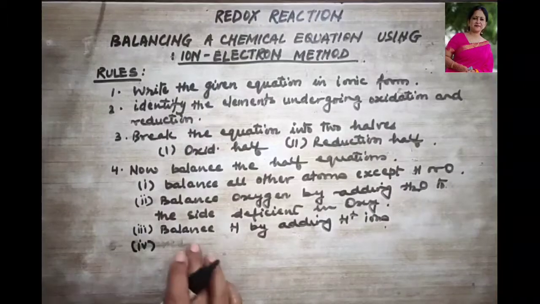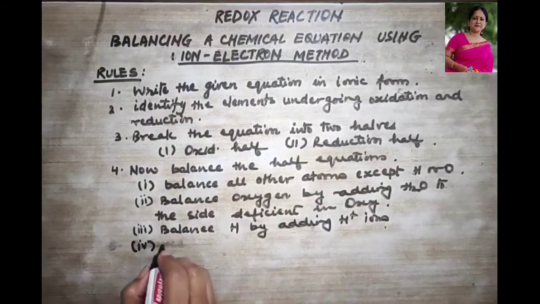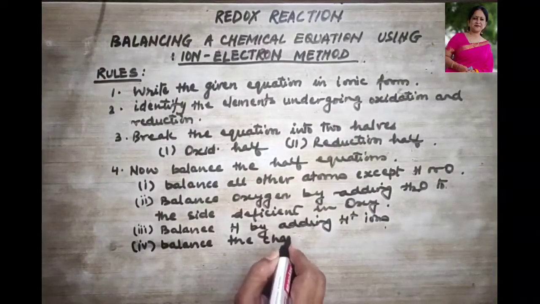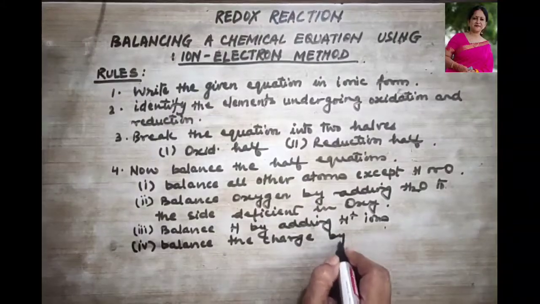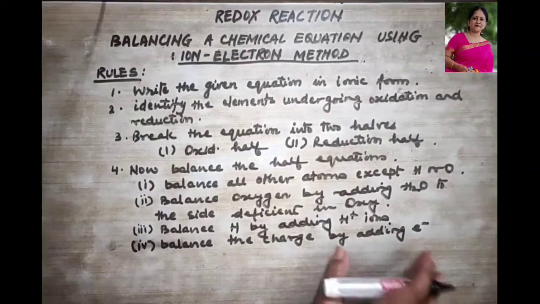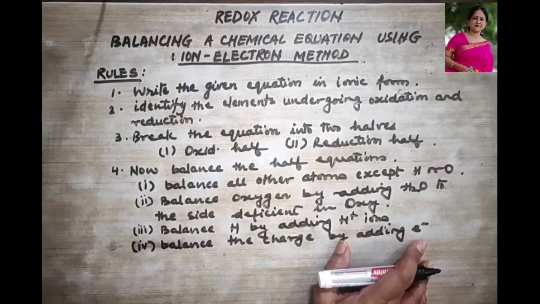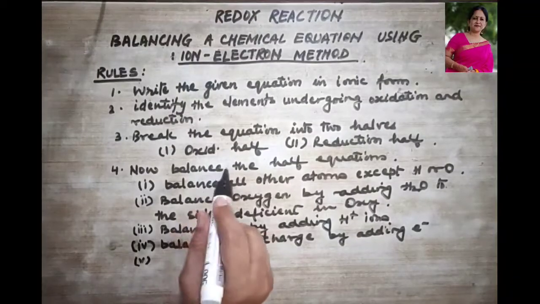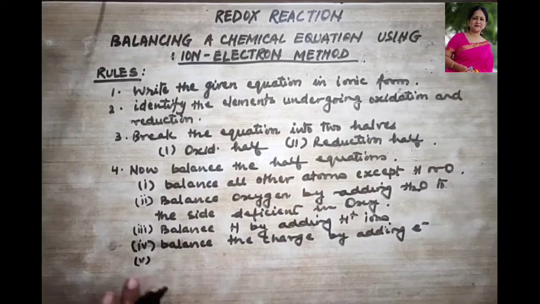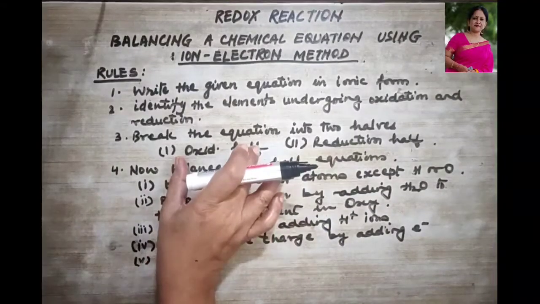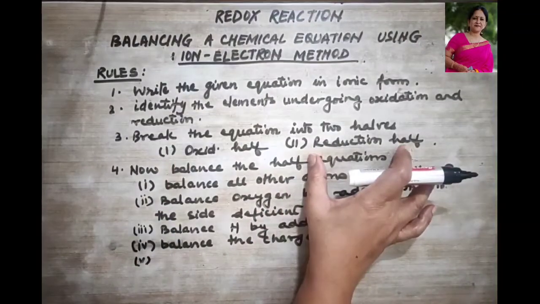Fourth point over here, after balancing hydrogen, now what have we to do? We will balance the charge. Okay. How? By adding electrons. Now which side the electrons have to be added? Whichever side there are more number of positive charges. Okay. Then fifth point, add two halves. Now this work has to be done after completing 1 to 4 in the oxidation half and 1 to 4 in the reduction half.